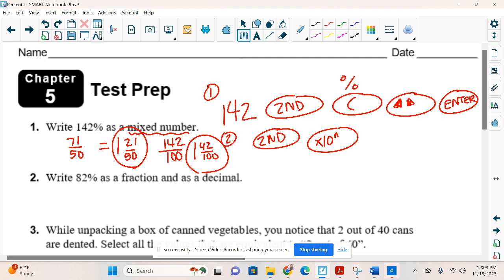Okay? Do we know how to change a percent to a fraction? You just press the arrows. You just hit the double arrows. And if you hit it again, it'll change it to a decimal for you. Okay?